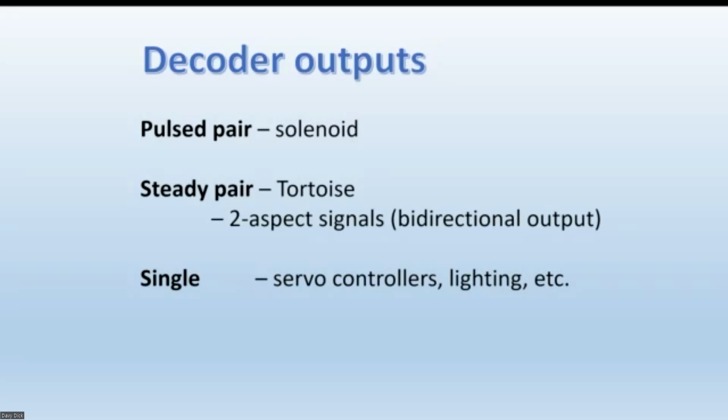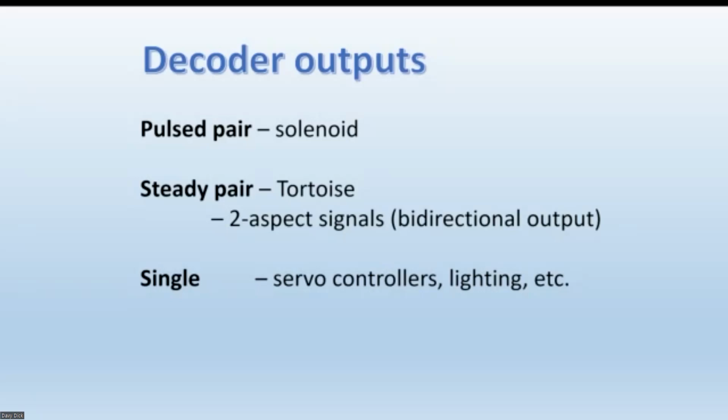You also get steady outputs. For example, for a tortoise, where you want to simply make the 2 pins have one polarity to go in one direction or another polarity to go in the opposite direction. And that bidirectional output also allows you to have 2 aspects signaled instead of tortoise motors. So you wire a red and a green lead, reverse wiring, and you bring one on or the other.